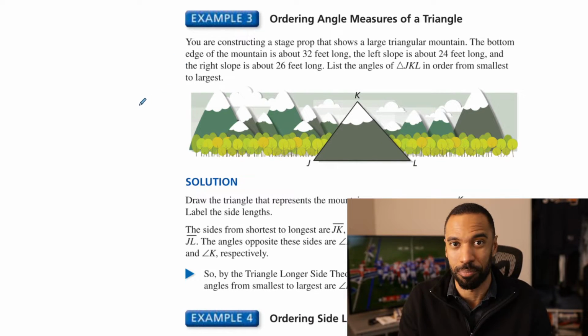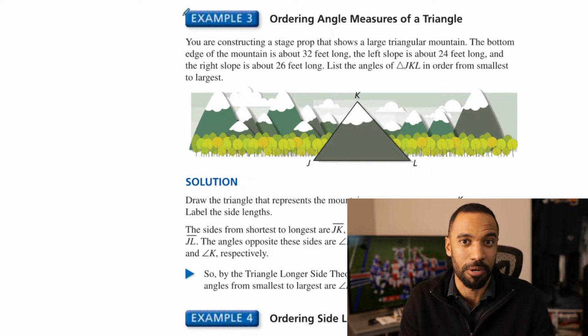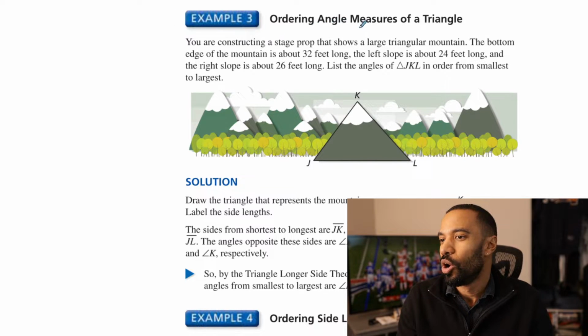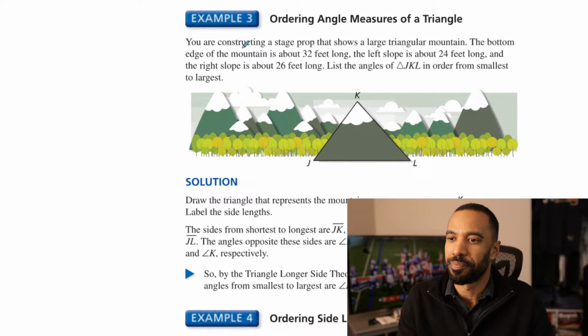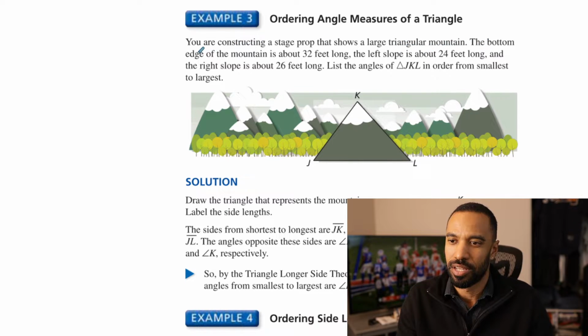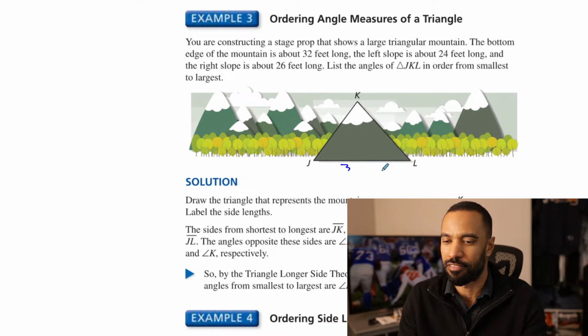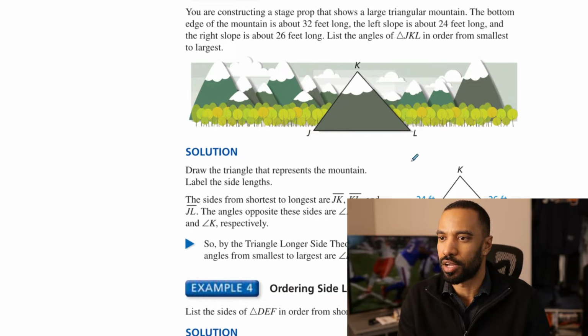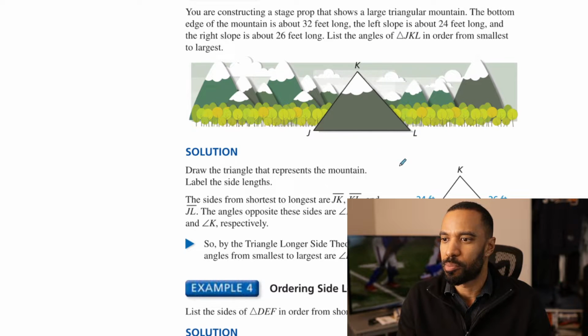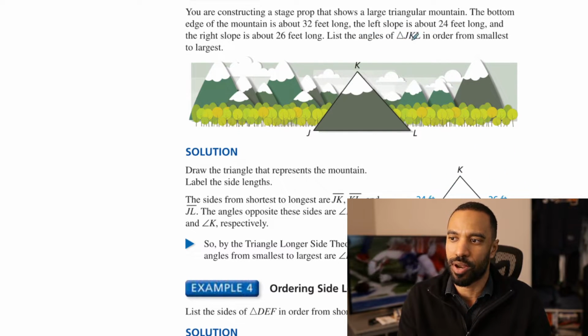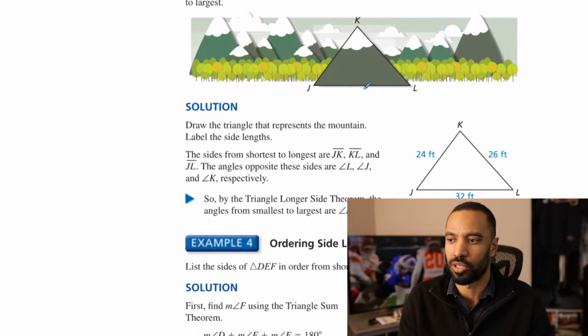If this is a lot of indirect proofs, guys, we're going to be in trouble, meaning it's going to be a long one, and I have to think about them. Ordering angle measures of a triangle. You're constructing a stage prop that shows a large triangular mountain. The bottom edge of the mountain is about 32 feet long. Oh, they have it measured down here. So 32 feet long. The left slope is about 24 feet long, and the right slope is about 26 feet long. List the angles of triangle JKL in order from smallest to largest.